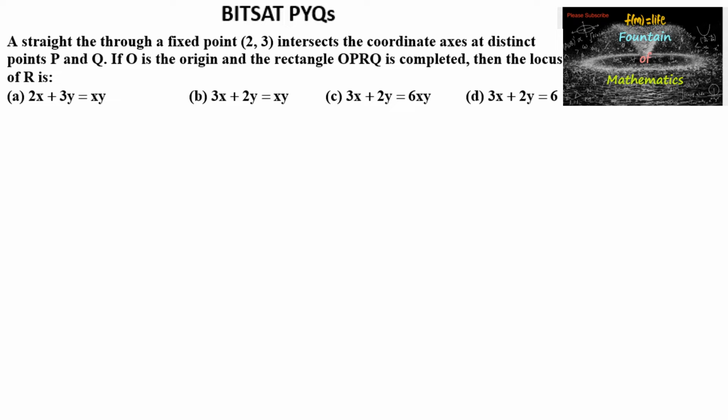Given a straight line through a fixed point (2, 3) intersects the coordinate axes. So let us consider the coordinate axes, x-axis and y-axis, and our straight line is passing through (2, 3), intersecting the coordinate axes. Since (2, 3) is a point in the first quadrant, let us consider 2 and 3.